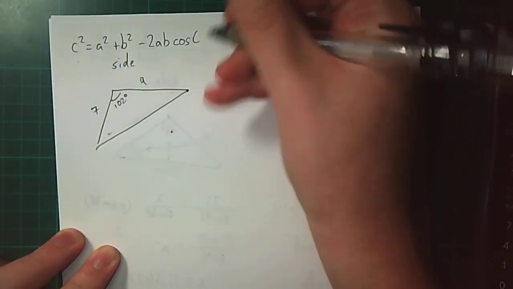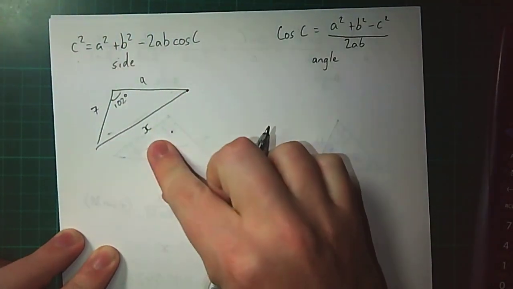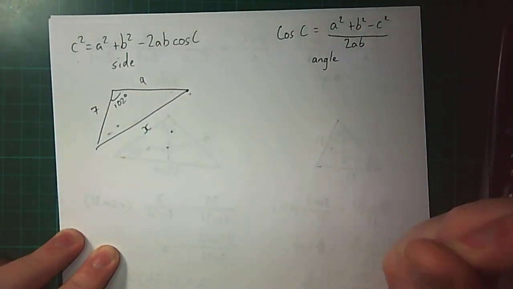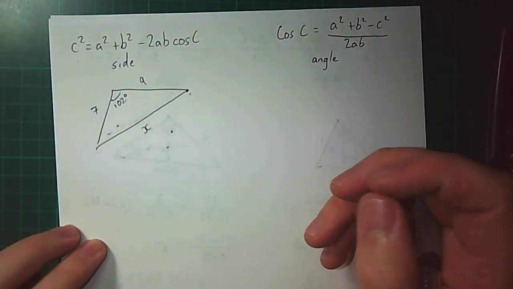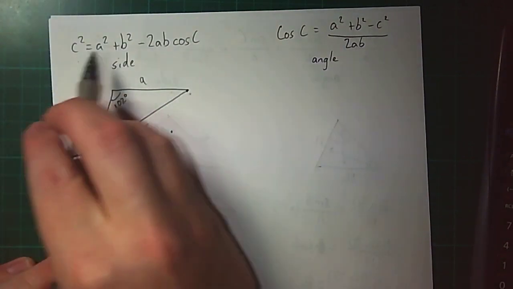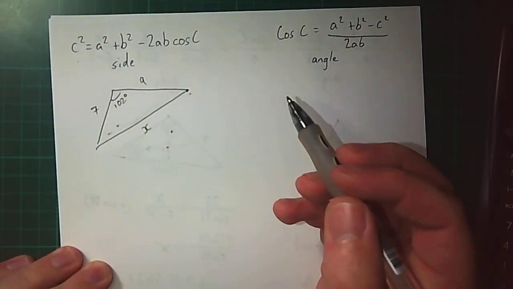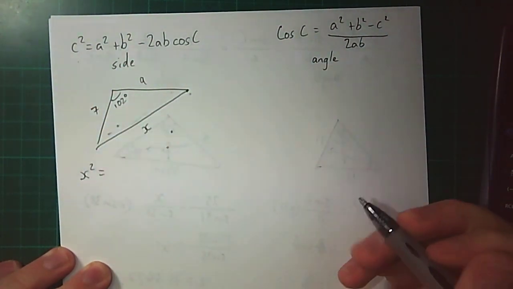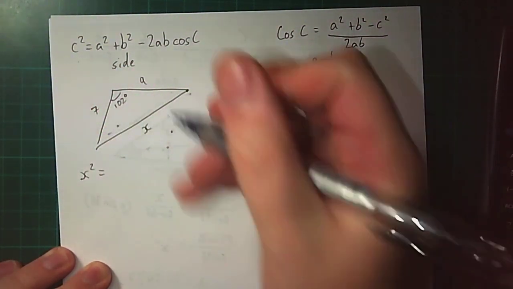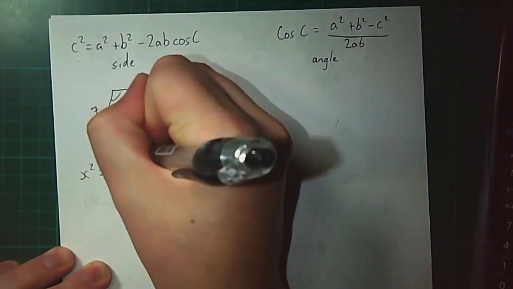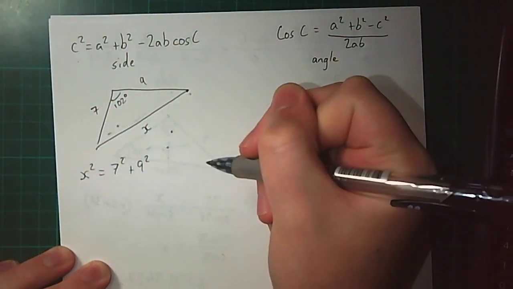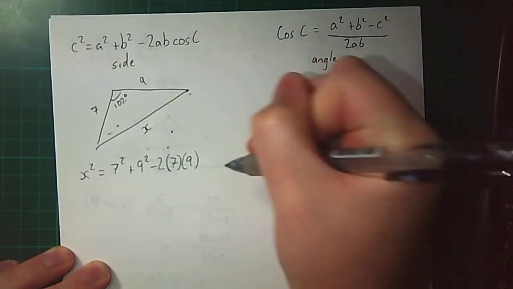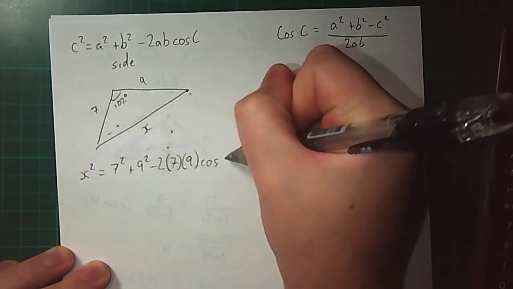Now, if we have that, we can find this unknown. That's the one we can find. We're not going to find either of these angles. We want this unknown. So if we're going to do that, we're going to use this formula because we're finding a side. We'll first have x squared, because that's what we're finding, is equal to either of these. We're going to have 7 squared plus 9 squared, which is the other, minus 2 lots of 7 lots of 9, cos of the angle in between.